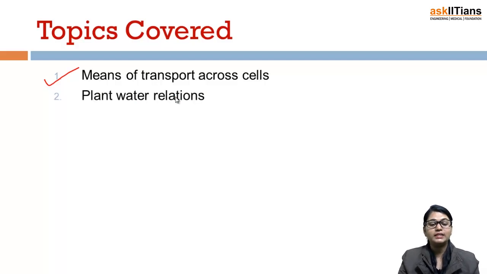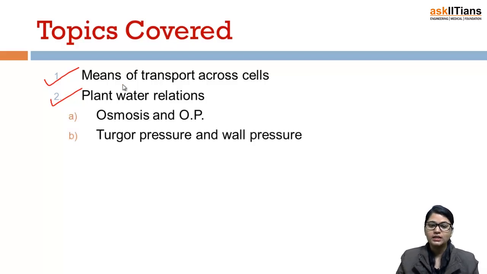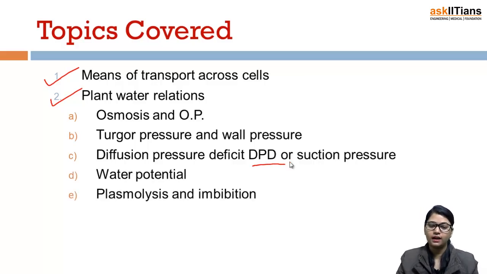Then we will be discussing the plant-water relations. Under plant-water relations we have osmosis and osmotic potential, turgor pressure and wall pressure, diffusion pressure deficit, also known as DPD or suction pressure. Then we will be studying water potential, and at the last, plasmolysis and imbibition. So under plant-water relations, we have 5 subheadings.